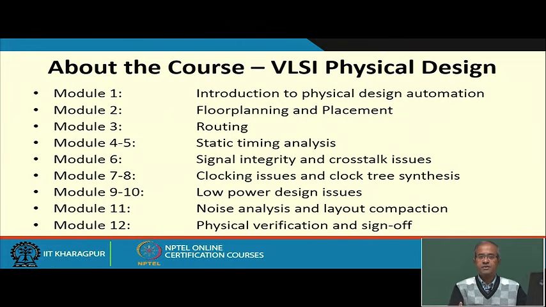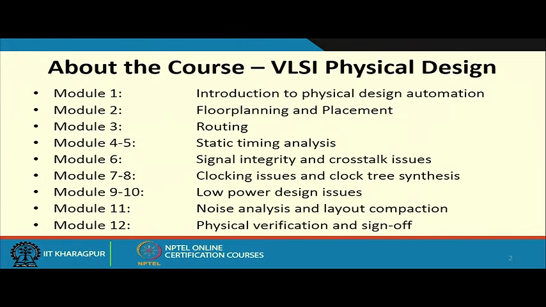Essentially what we are talking about in this course is that starting from the behavioral specification we can arrive at the circuit netlist in some form, and from the netlist what are the different steps that we need to follow in order to finally arrive at the physical layout at the lowest level. During this course we shall basically be talking about the various aspects and the tools and technologies that are used in the process. Okay.